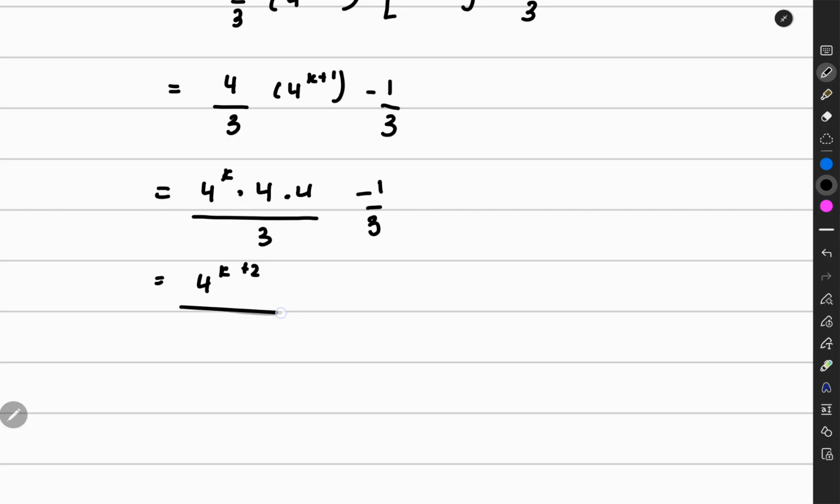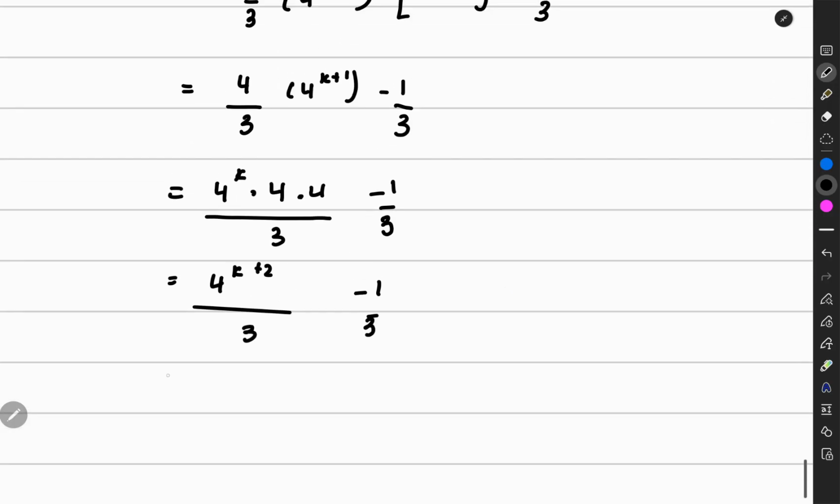So ketiga ni boleh buat keluar lah sebenarnya. In the end you dapat 4 to the k plus 2 minus 1. Apa kita punya right hand side? 4 to the K plus 1 plus 1, minus 1, plus 2. So boleh lah nak rewrite tu. Kalau tak tahu this is true or not. Sama je. Okay.